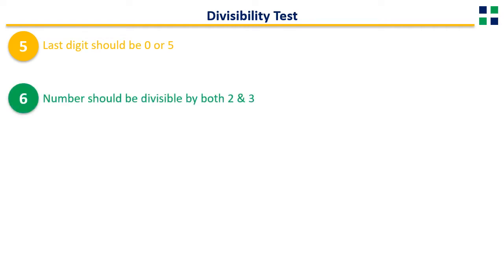Divisibility test for the number 5. If the last digit is 0 or 5, we can say that the number is divisible by 5. Test for the number 6. If a particular number is divisible by both 2 and 3, we can confidently say that it is divisible by 6 as well. Now, what are 2 and 3? They are said to be co-prime factors of 6. Co-prime factors are those factors whose highest common factor is 1.